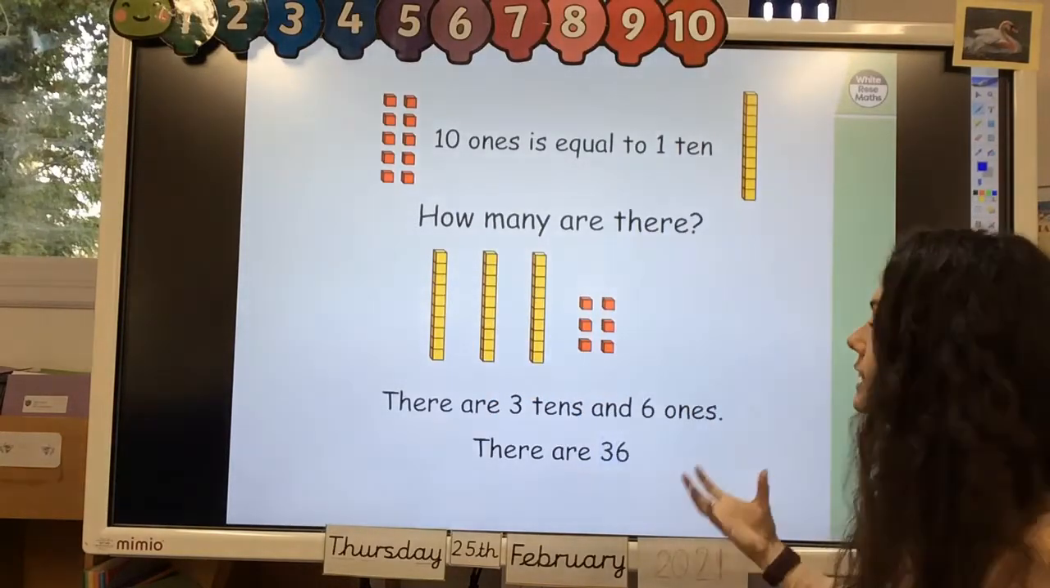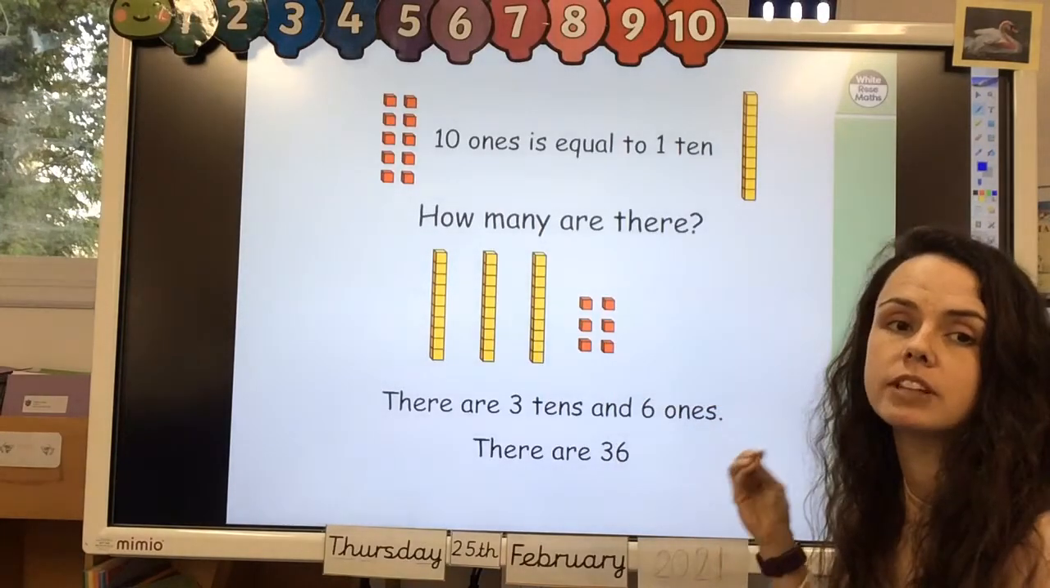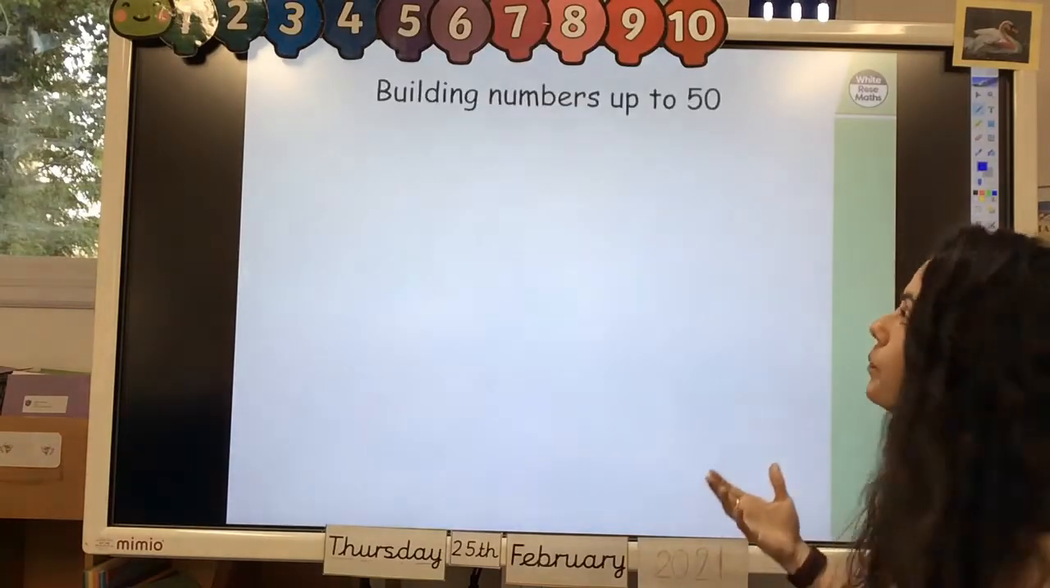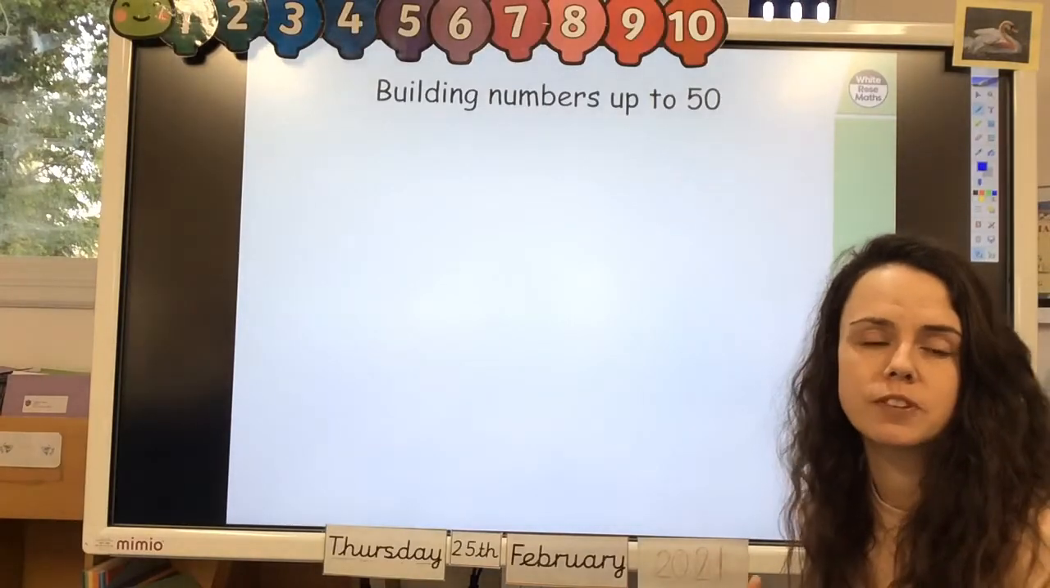There are 36 in total. Well done. 3 10s, 6 ones, add them together, it's 36. Well done. Right, building numbers to 50. We're going to go all the way up to 50.